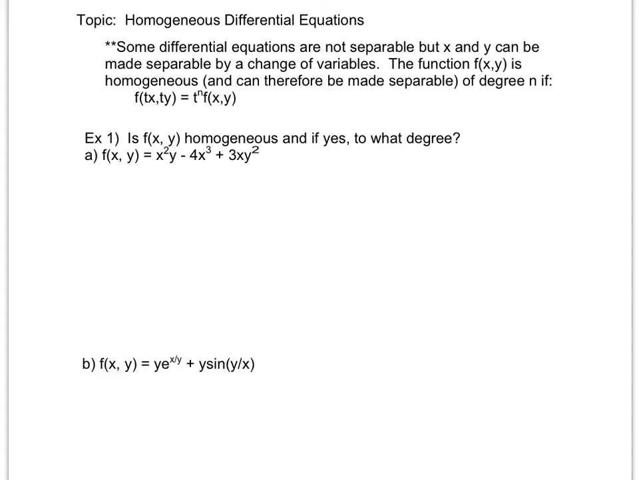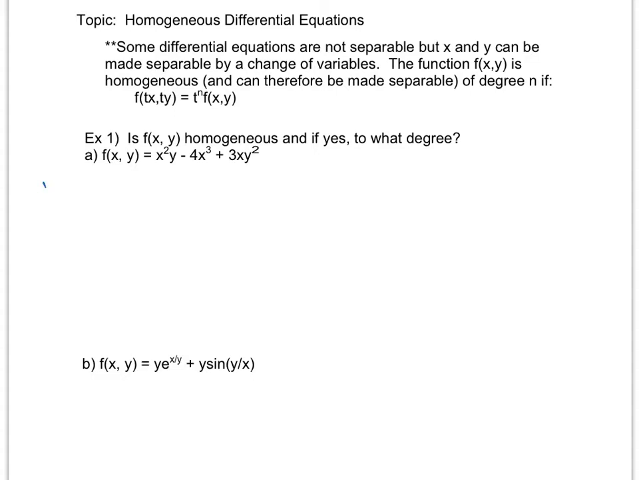To determine if something is separable and homogeneous, I need to see, does f of tx, ty equal t to the n f of x, y? All that's telling me is if I plug tx in for x and ty in for y, after doing some simplifying and some factoring, do I get t to the n f of x, y back? If I do, it's homogeneous and it's to the degree n. So if I look at my first example, I'm determining if my given function is homogeneous, and if it is, I'm going to figure out what degree.